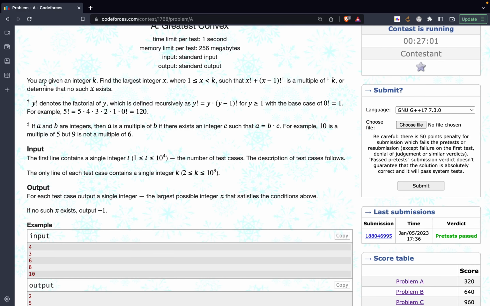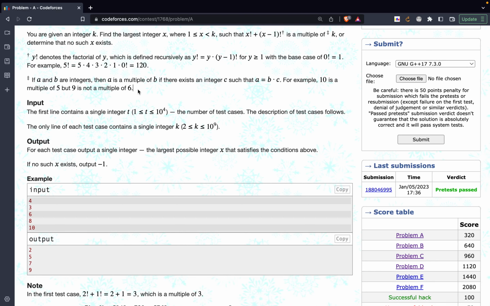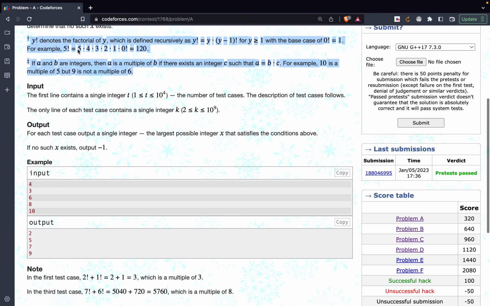So the problem states that you are given an integer k. Find the largest integer x, where x is greater than or equal to 1 and strictly less than k, such that x factorial plus x minus 1 factorial is a multiple of k, or determine that no such x exists. Then they have given us the basic definition of a factorial and what a multiple means. We definitely know that, so I'll be skipping that part.